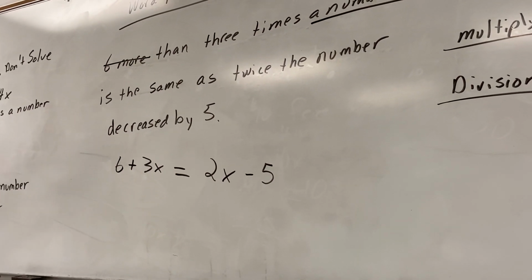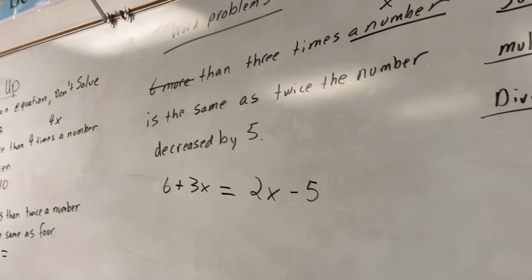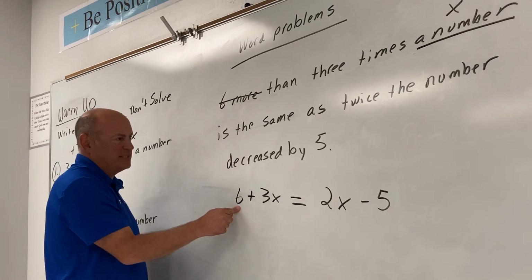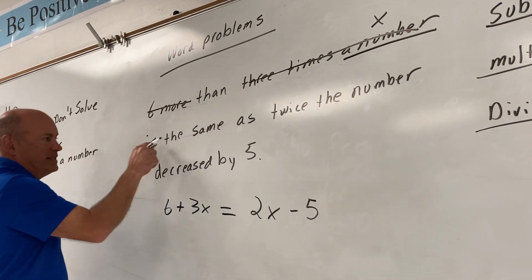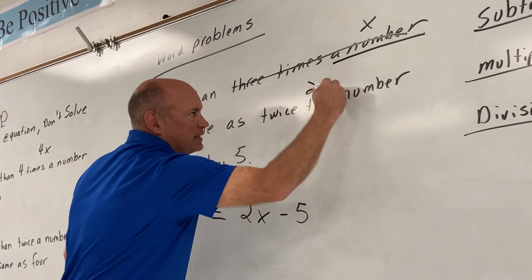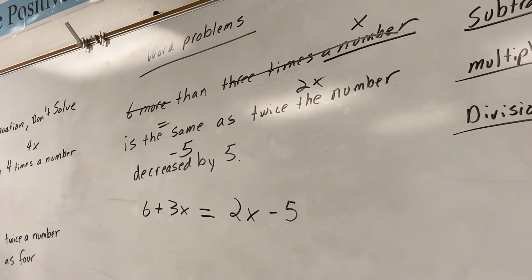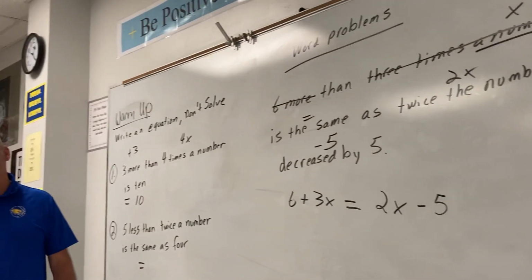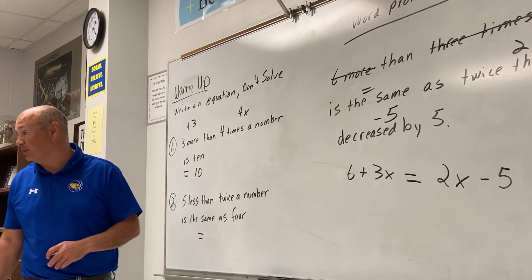Okay, so don't tell me that's hard. If you know the word key and you read, they will tell you exactly what symbol to write. 6 more: plus 6. 3 times the number: 3x, is the same as, equals, twice the number, 2x, decreased by 5 means minus 5. Are you with me? Math word problems really have never been that hard. You just may not have realized, dude, they're actually pretty dang easy.